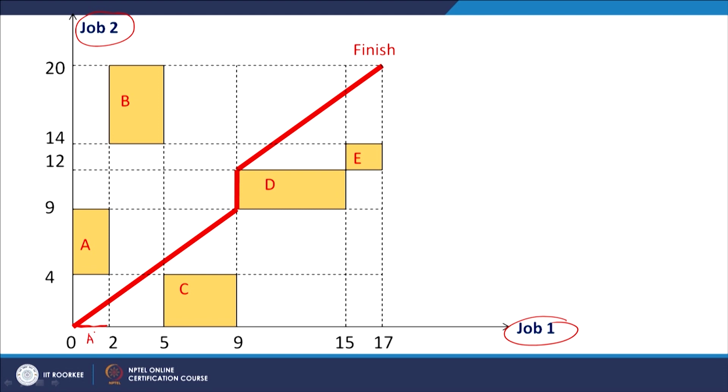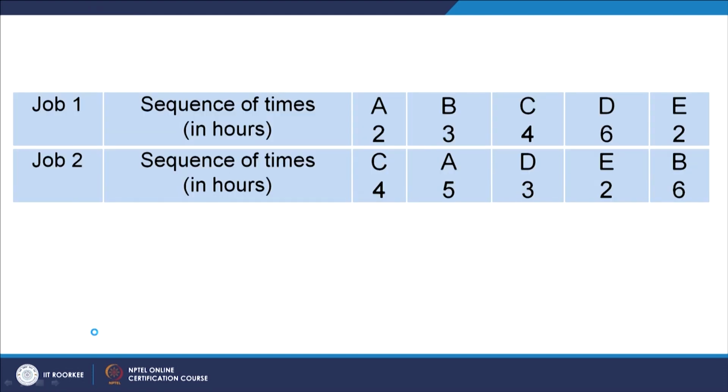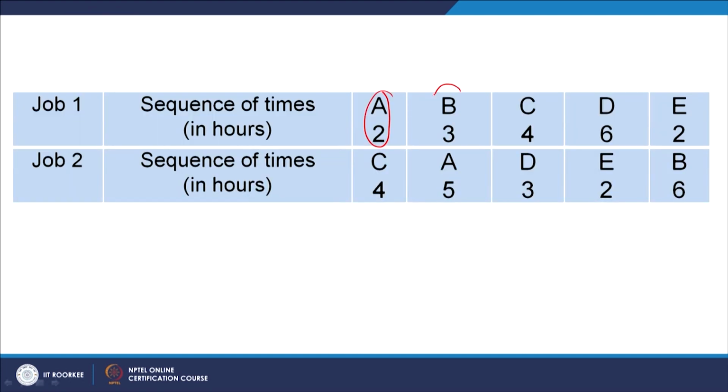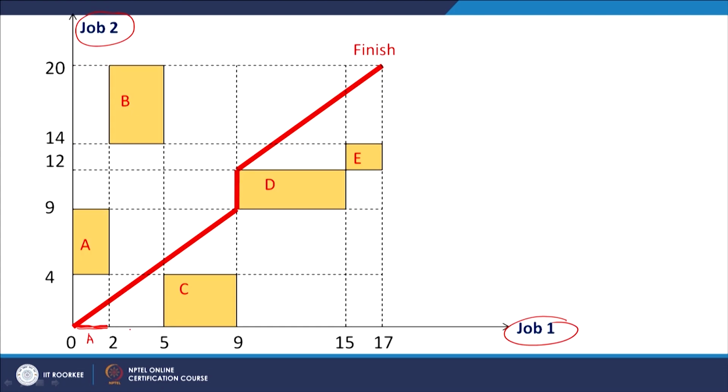Look at the table again. A requires 2 hours. So, therefore, this distance is 2. A is requiring 2. Then comes B. So, what is B? B requires 3 hours. So, how am I going to mark it? 2 plus 3 is 5. So, this is B, right, because it requires 3. So, 2 plus 3 is 5.